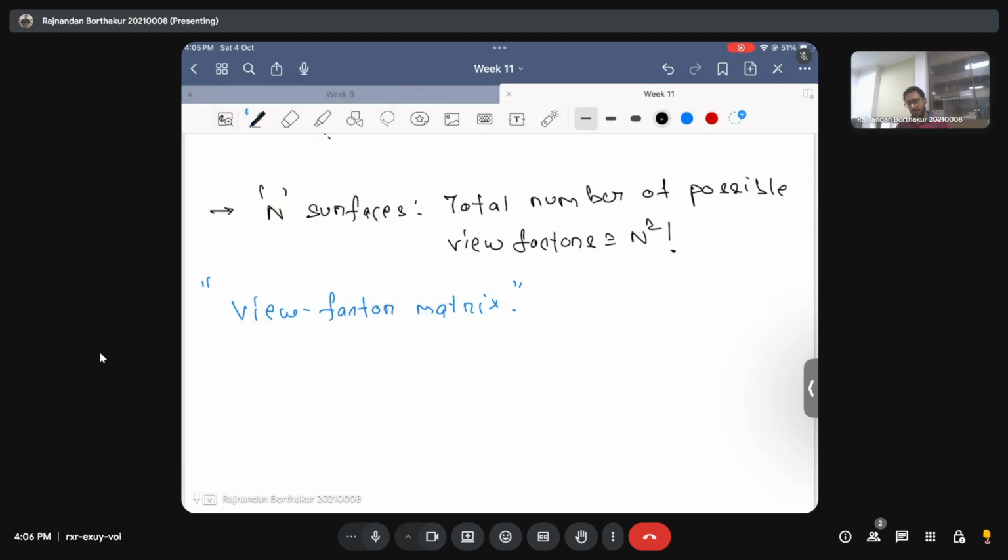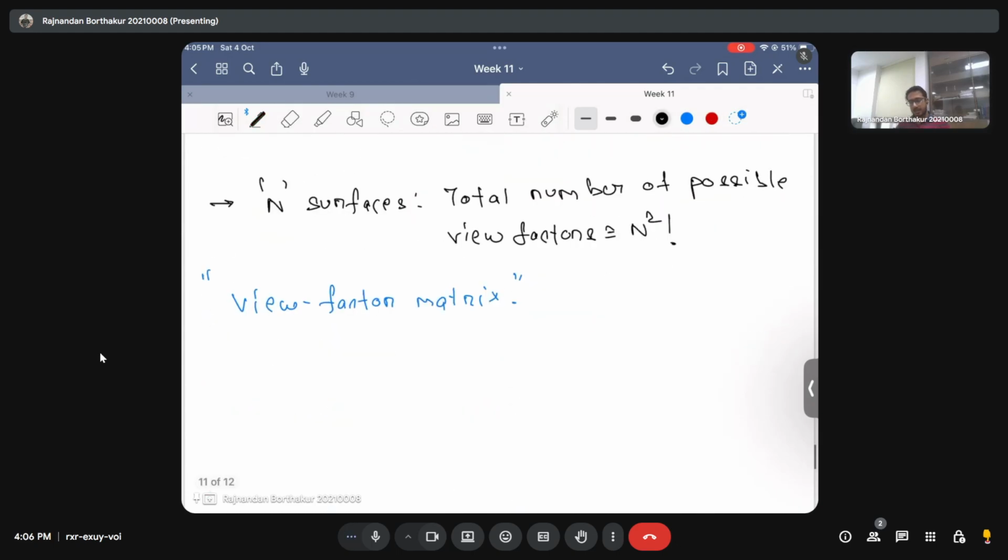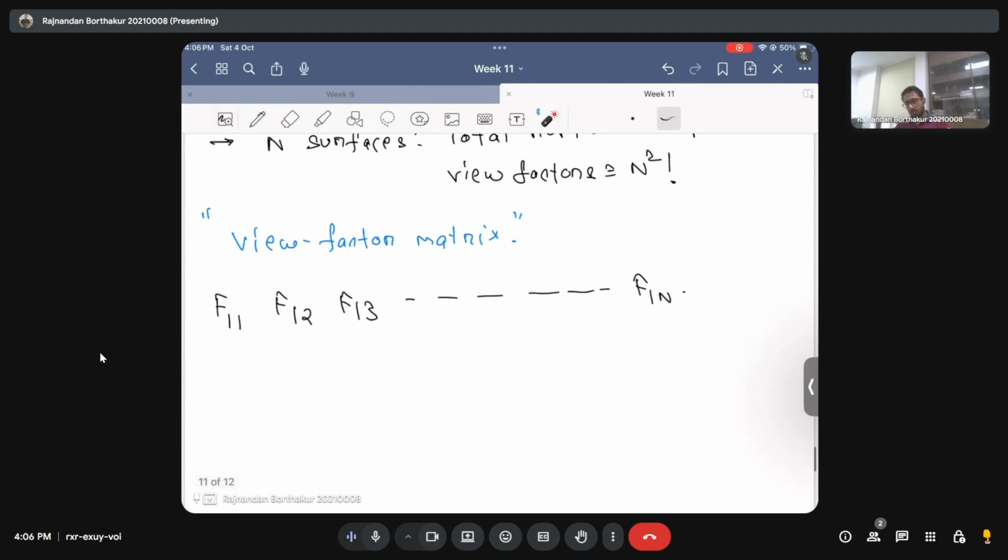So if I pick, let's say, one surface, a generic surface, the total number of possible view factors that can arise from this surface 1 is going to be what? It is going to be F11, F12, F13, and I can continue this up to F1n. So just from this one surface, I can get these n view factors, and I have arranged them column wise.